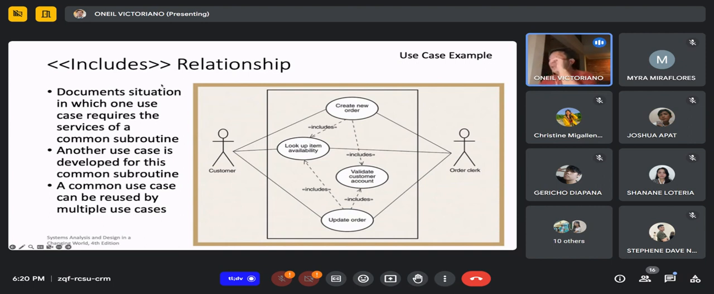So this example is the includes relationship. Other use cases include different processes. In creating a new order, it includes checking item availability, and of course creating a new order also checks for customer account validity, whether the customer's credit limit is available or exceeded.